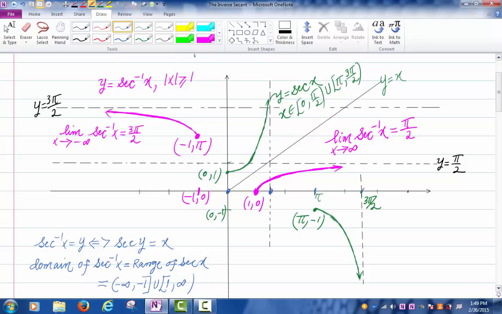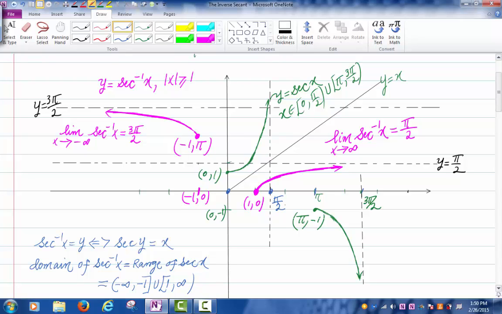Now let's look at the graph of secant between 0 and pi over 2. Between 0 and pi over 2, the graph of secant is what? Increasing, concave up, has a vertical asymptote at pi over 2. That vertical asymptote here is at pi over 2.